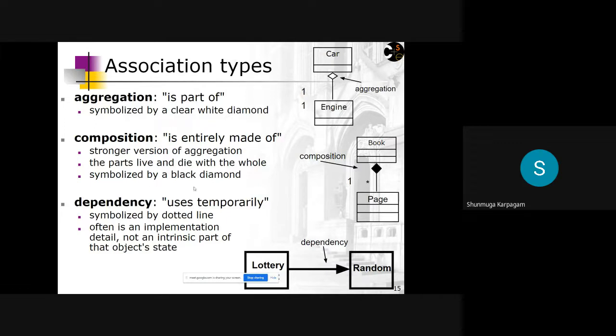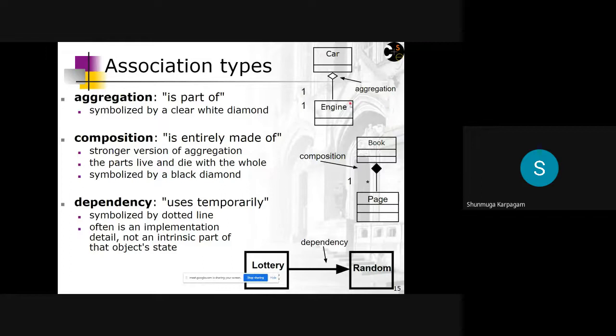Look into the second example, composition. Look at the symbol. What is the symbol for composition here? Here it is the unfilled diamond; here we have a filled diamond. A book is entirely made up of pages. So we call it a stronger relationship. Without pages, can there be any book? No, it can't be there. So we call it a stronger relationship.